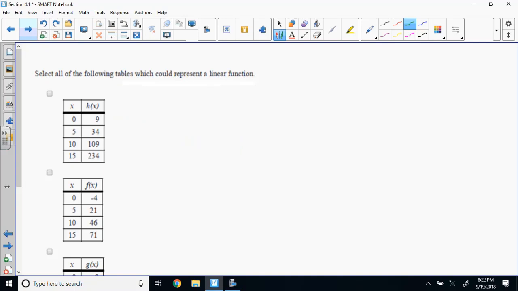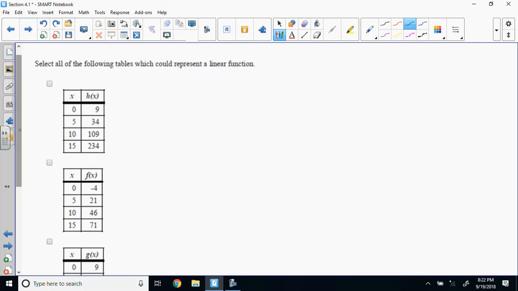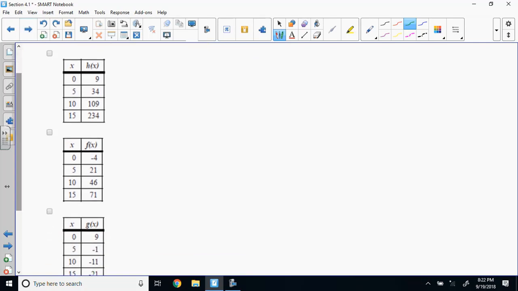Select all the tables which could represent a linear function. Well, first off, y'all have already told me what it takes to be a linear function. What is it? Constant rate of change. So, guys, look. I'm going to go changing x, changing what? So I'm going to go 5. This is 5, right? That ain't constant. I can go ahead and tell you that ain't constant. That's probably exponential.